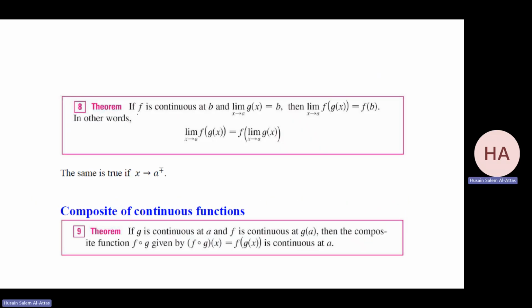If you have a function that is continuous at b, and the limit of g of x is equal to b, I need two things: the function is continuous at b, and this limit exists. Then, to find this limit, I can take the limit inside. From left to right is the same thing. We can say it in words: if g is continuous at a, and f is continuous at g of a, then the composite function is continuous at a.